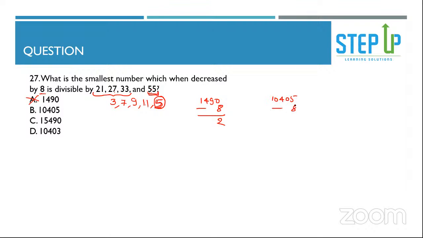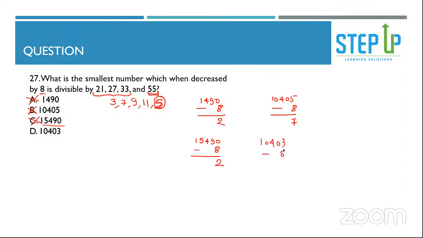10405 minus 8 will give me 7 at unit place. Option eliminated. 15490, again 15490 minus 8 will give me 2 at unit place. Option eliminated.